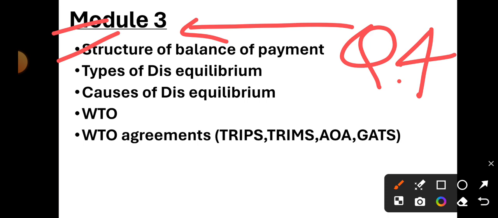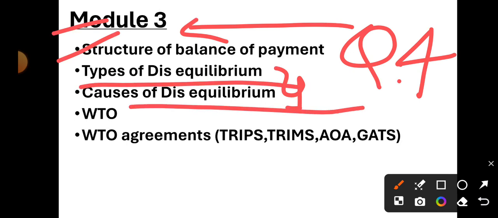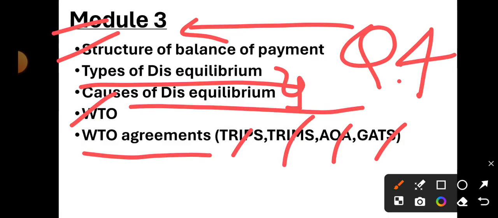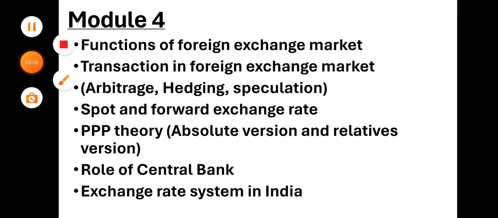Then you have to prepare properly the types of disequilibrium and causes of disequilibrium. Then focus on the WTO, World Trade Organization, and its agreements. Basically, चार agreements पे ज़्यादा focus करें: TRIPS, TRIMS, AOA और GATS. ओके friends, चलिए बढ़ते हैं last question की तरफ.